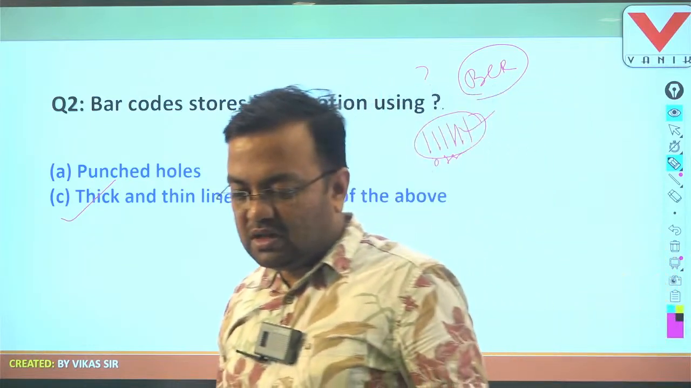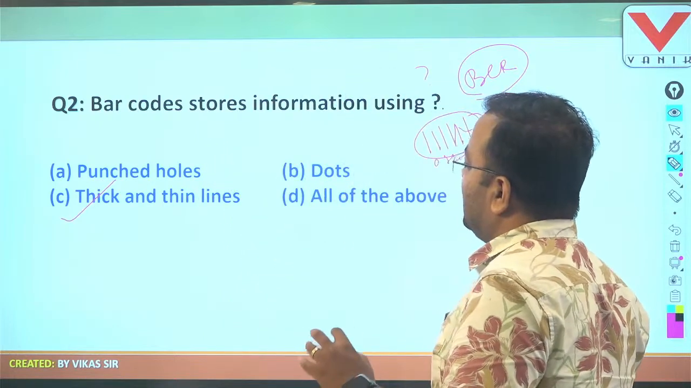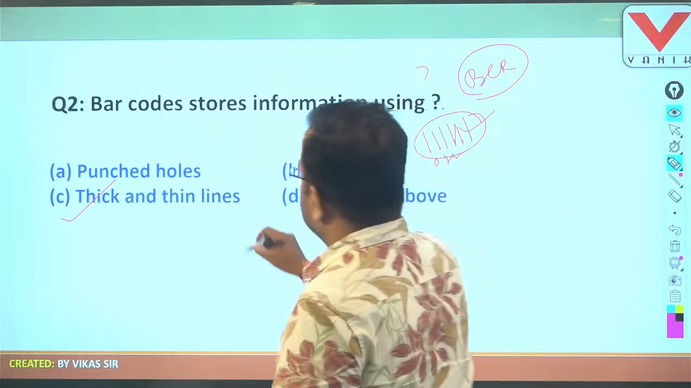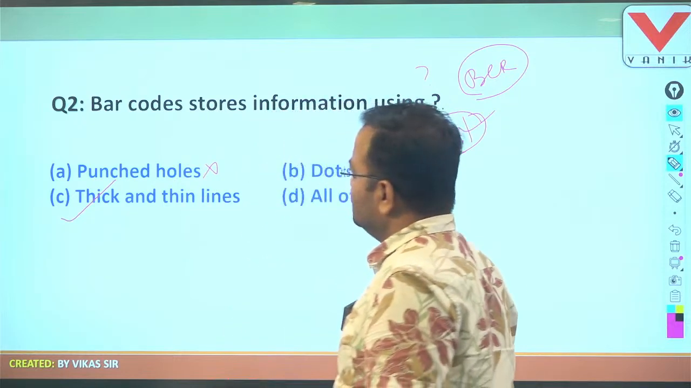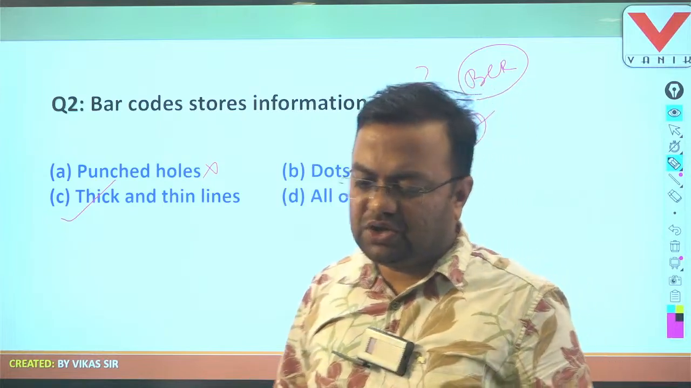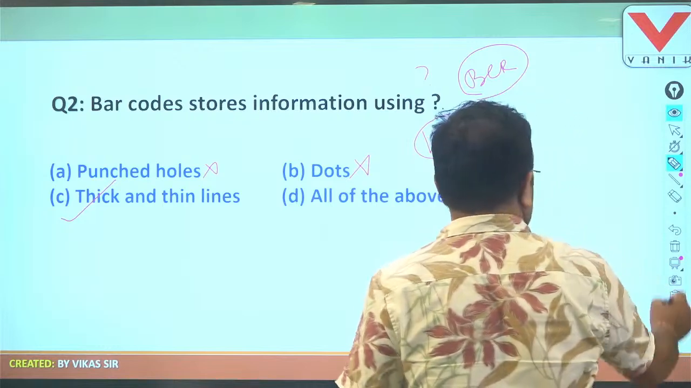Okay. So Soumya, question number 2 answer is C, thick and thin lines. Punch holes, it is not acceptable. Dots also not acceptable. So barcode, this is thin and thick lines. Okay. Then goes to question number 3.